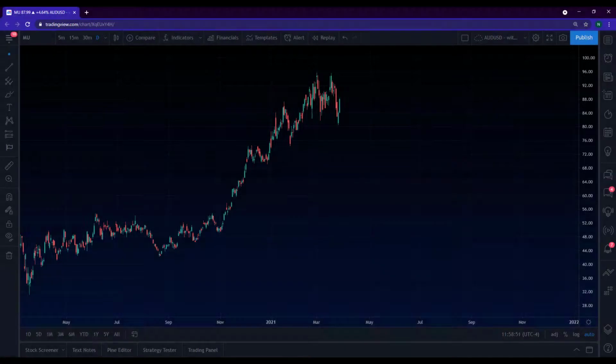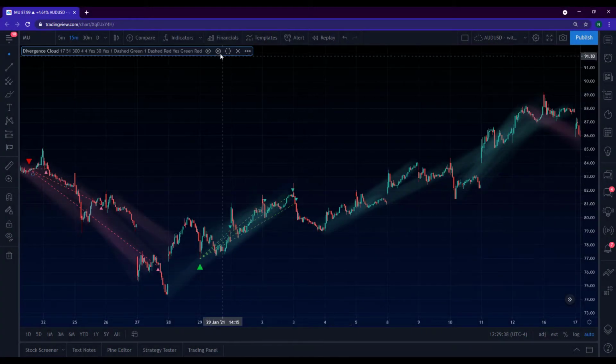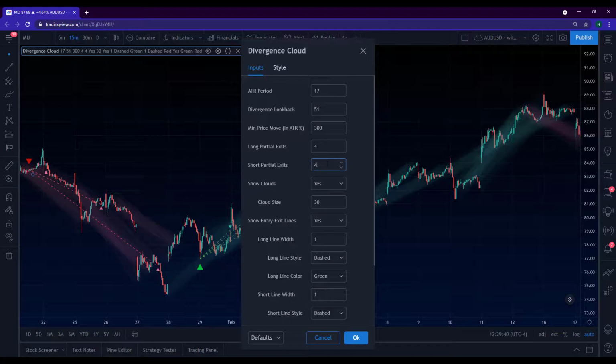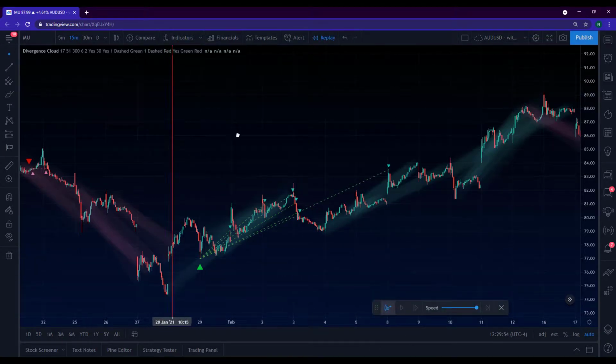Taking a look at the daily chart for this symbol, we can also see that, despite a recent sell-off, we are generally in an uptrend. So, like with the US 100 chart, let's decrease short partial exits to 2 and increase long partial exits to 6 to match the bias of the chart. Now let's take a look in replay to see how it performs.